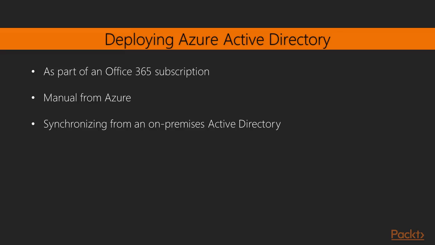Now, what it takes to deploy Azure Active Directory. In short, there are three ways to deploy it. The first one is a default hard-coded requirement when you're using Office 365, like Exchange Online, SharePoint Online, Skype for Business. Or you can also deploy it in a manual way from your Azure admin portal. And then the third option, without doing any specific configuration, is synchronizing from your on-premises Active Directory.